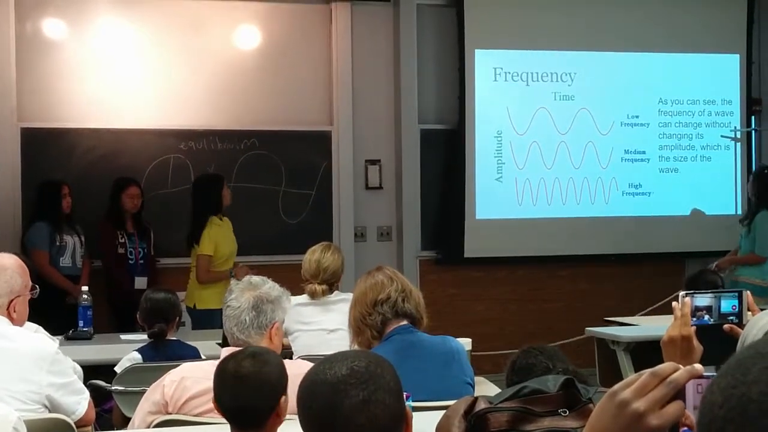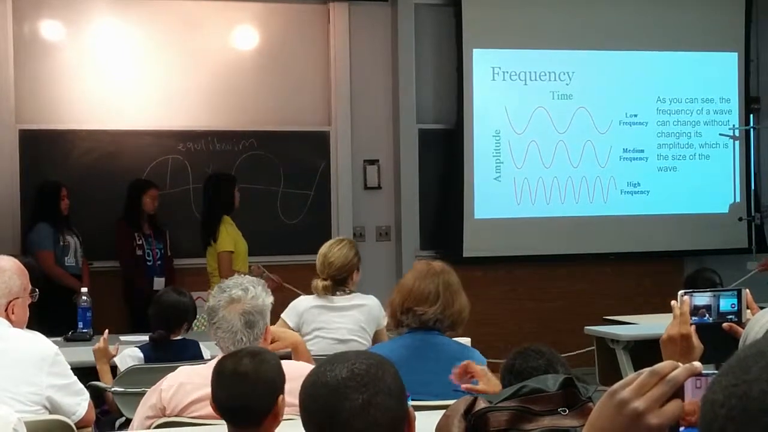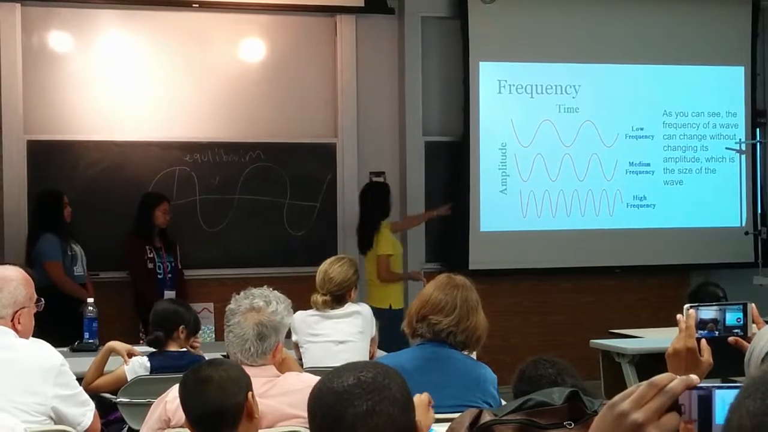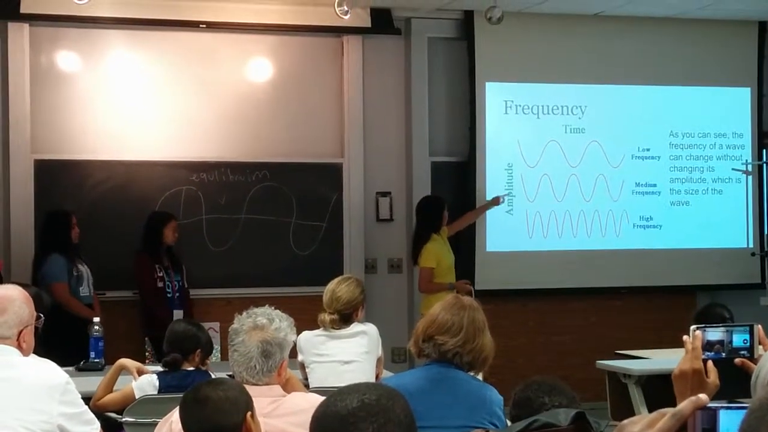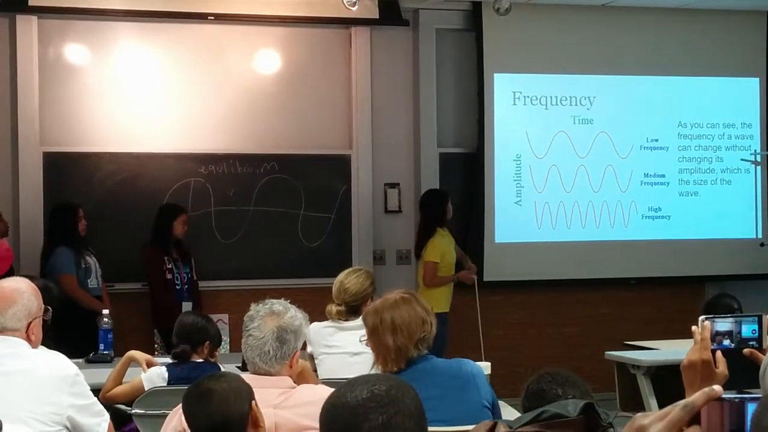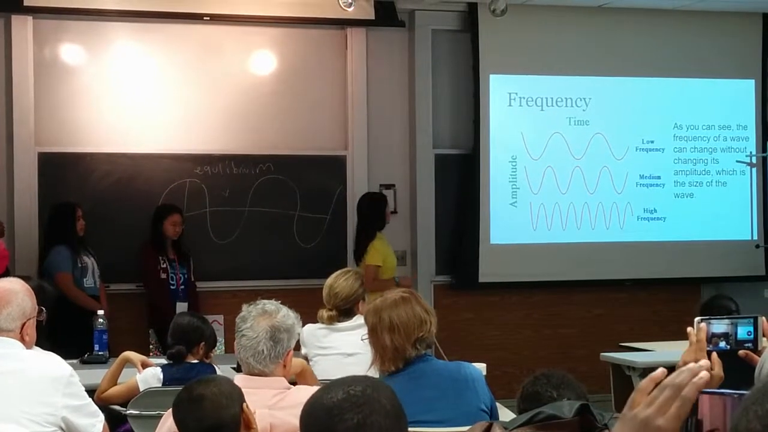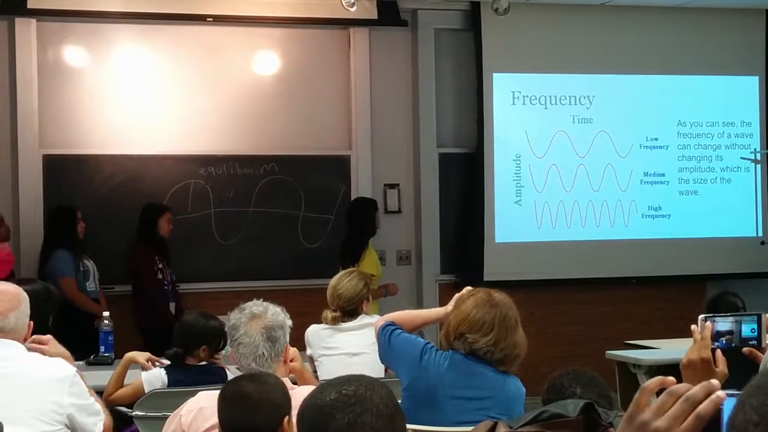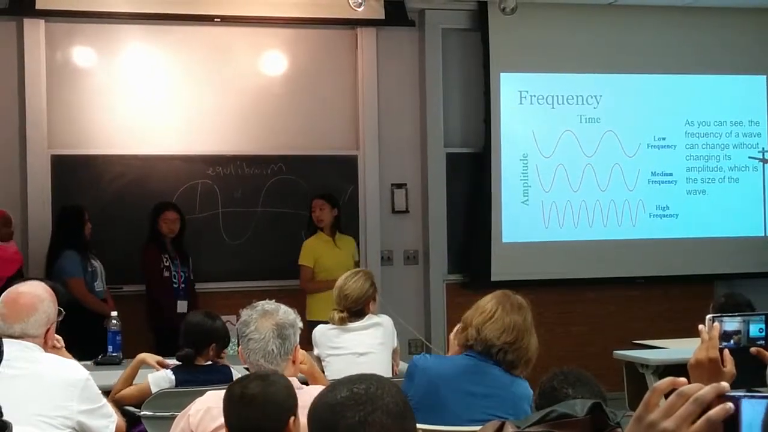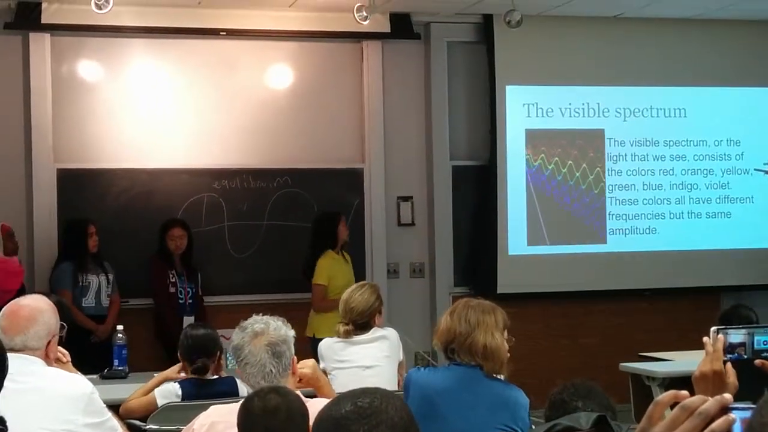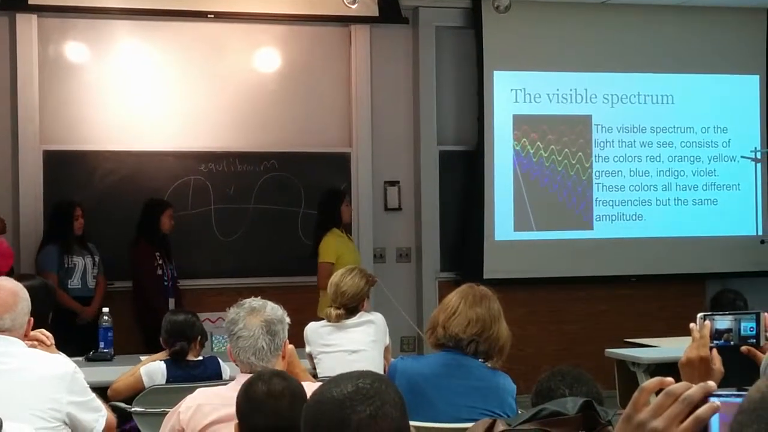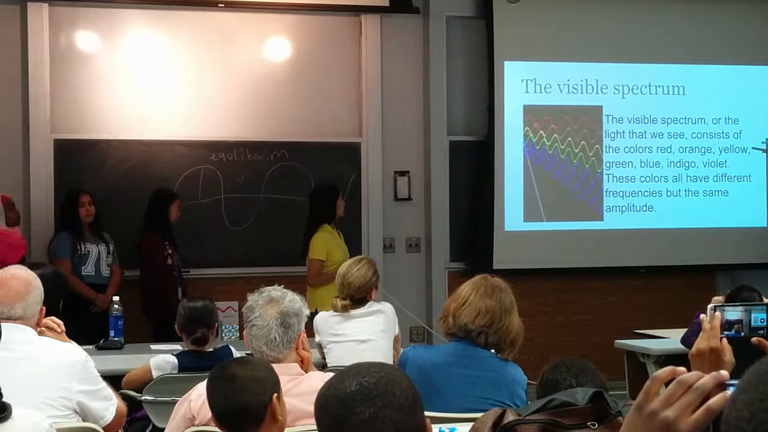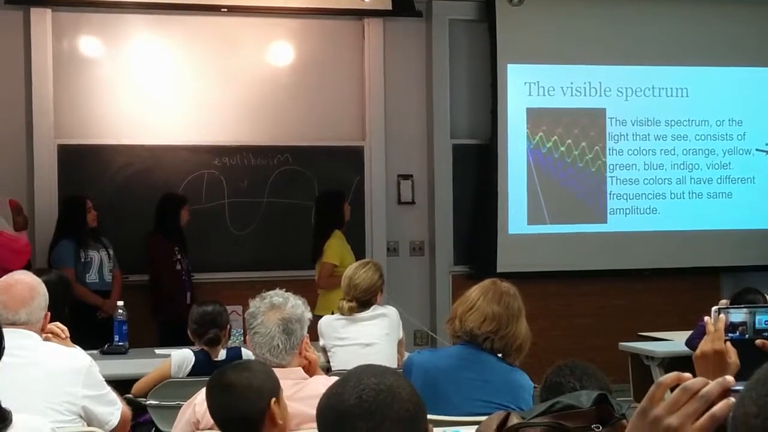The frequency of the wave can change without changing its amplitude, which is the size of the wave. So this wave here has a low frequency, this one has a medium frequency, and that one has a high frequency. They're all the same size, but they have different frequencies. The visible spectrum, or the light that we see, is basically the colors, and these colors all have the same amplitude.